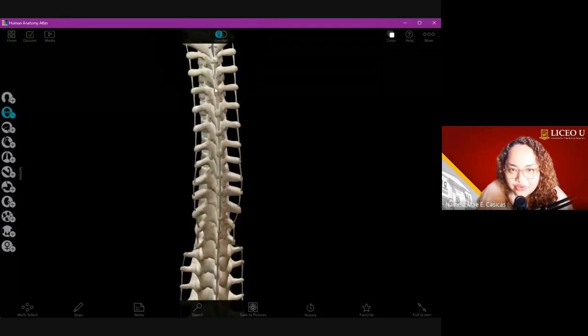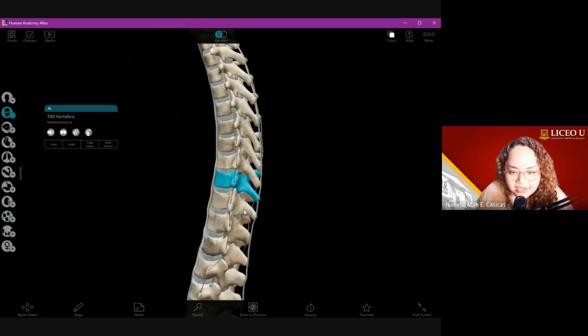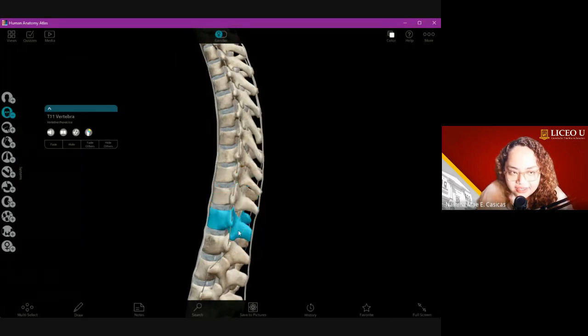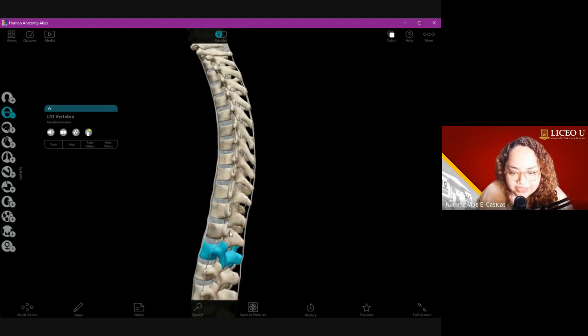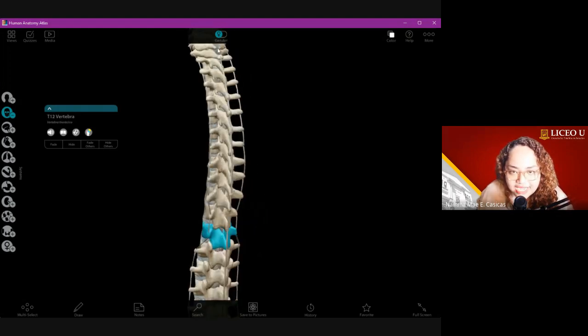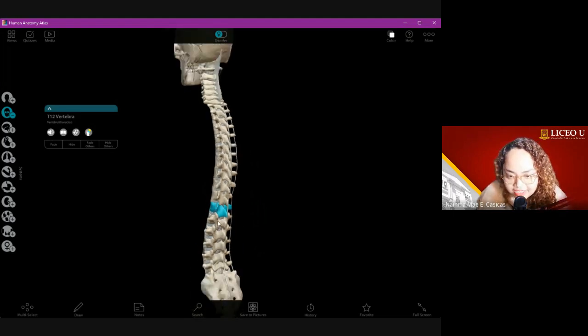So in the thoracic part, these are T3, T9, T10, until T12. The thoracic vertebrae are sort of in the same shape. Then starting in the lumbar region, the shape is also different, no?